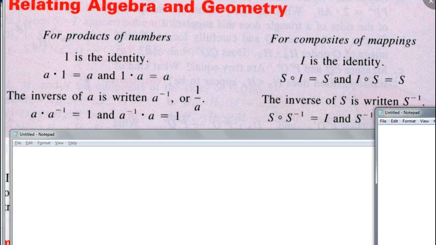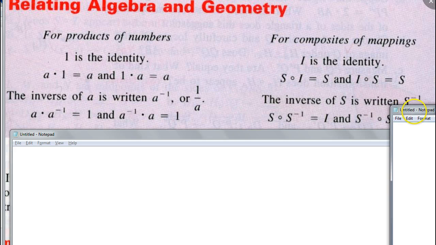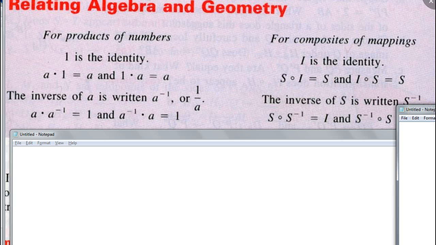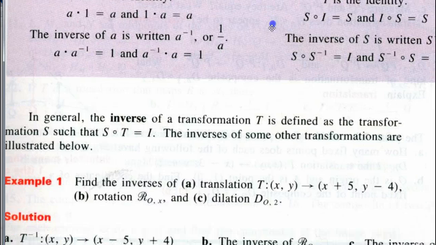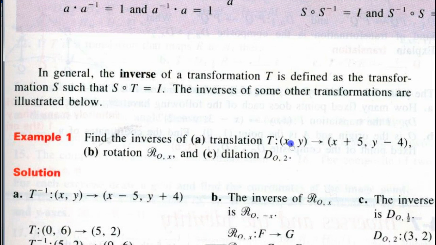S inverse after S. In other words, the inverse after S. What would you get? I again. Same thing, right? Does that make sense, guys? So in both cases, you're back to where you started. Let's do some examples, and it'll make more sense. And here's the definition of inverse, so it may make a little more sense.